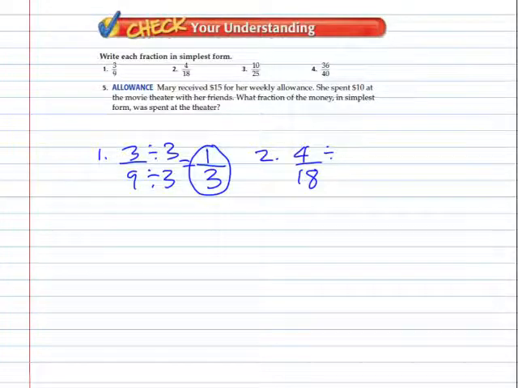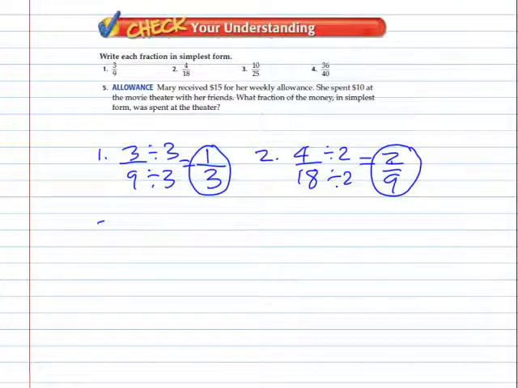Number 2, 4/18. I'm going to divide by a common factor here. I see they're both even numbers. Both have 2 as a factor. My result then is 2/9, which is in simplest form because 2 is a prime number and 9 does not have 2 as a factor.